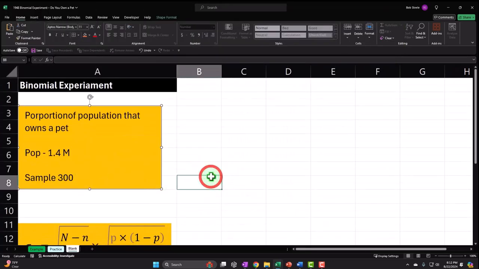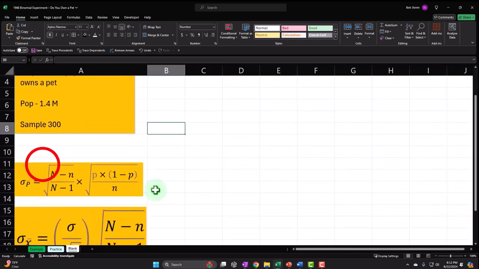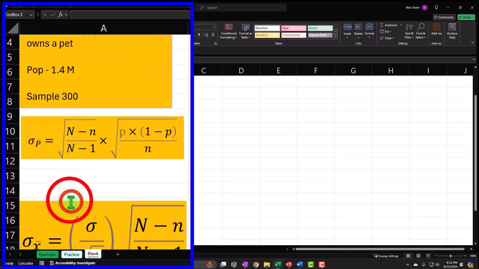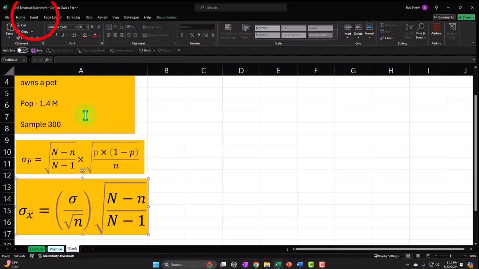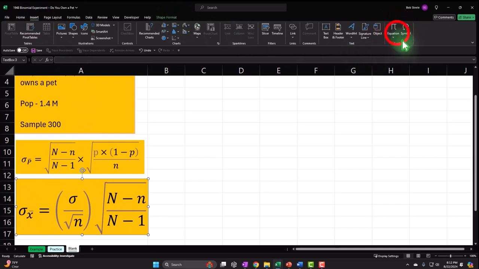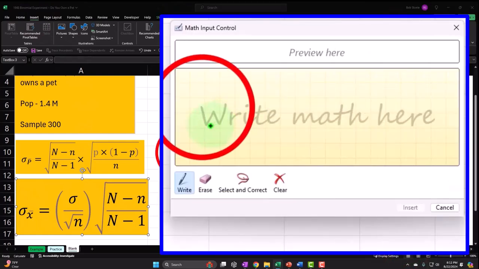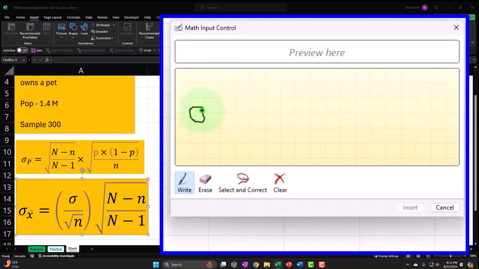And then, okay, so if you wanted to build these formulas, you could do that by going to Insert, Equations, and then Ink Equation, and then you can write it in. Even with a mouse, you can kind of do it.